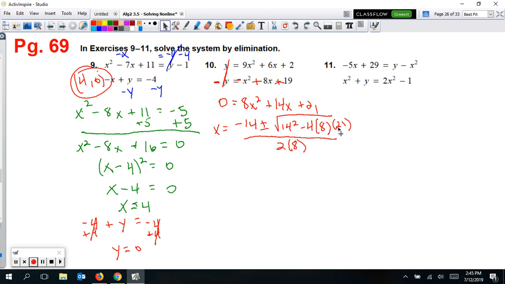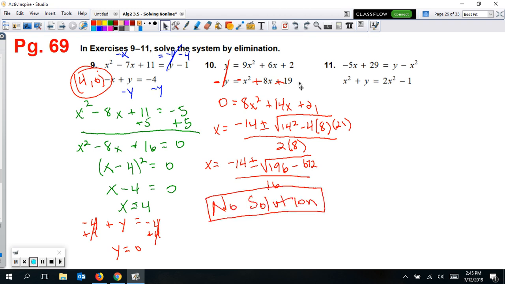And now we just simplify. We're going to still keep this negative 14 in front, so negative 14 plus or minus, the square root now simplifies, so 14 times 14 is 196. 4 times 8 times 21 makes 672, and it's still negative because there's only one negative out of those. And so it's over 16, and with 196 minus 672, we're going to notice we get a negative answer underneath the radical sign.